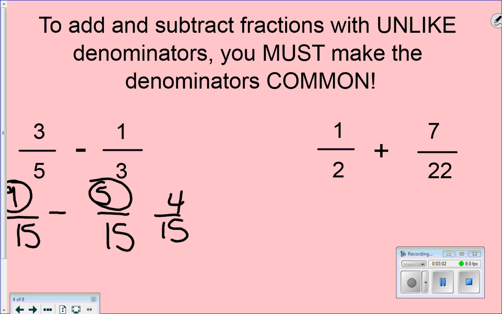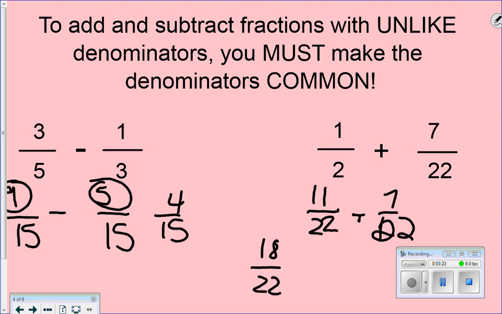What about this one right here? What number can I use for the denominator here? Jacob. Yep, I'm going to keep 22. So I don't have to do anything to this one? No, just this one. What times 2 gave me 22? 11. So what am I going to do with this one? Multiply by 11. And you get 18 over 22. Reducible? By what? 2? 9/11ths should be my answer. Not so hard, right?